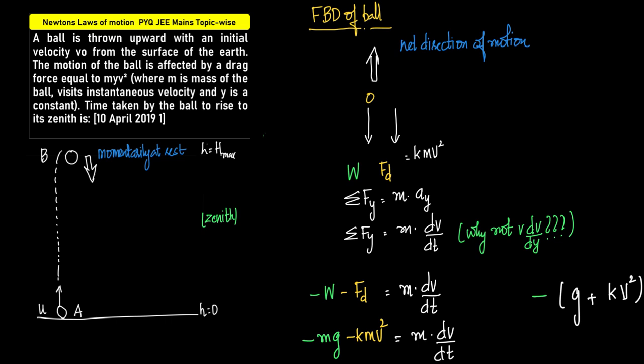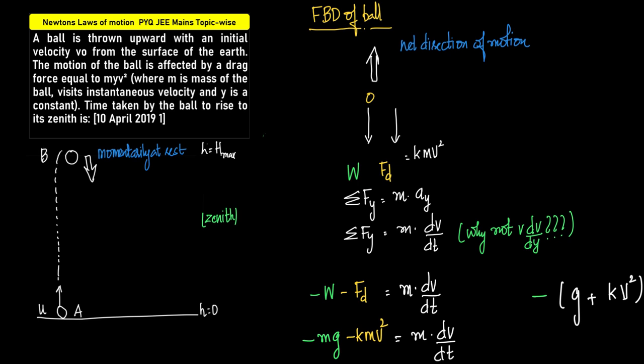So this is the visualization here. We have the ground, which is at height equal to 0. The object is thrown up with a velocity from reference position A. It retards as it goes upwards. It reaches B, where its velocity becomes 0, and at that point it is momentarily at rest. The corresponding height is the maximum height, h max, which we will call the zenith position. Then the object comes down. The question is to find the time taken by the ball to rise from A to B.